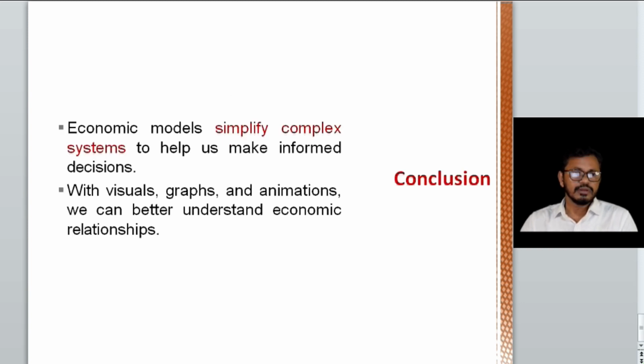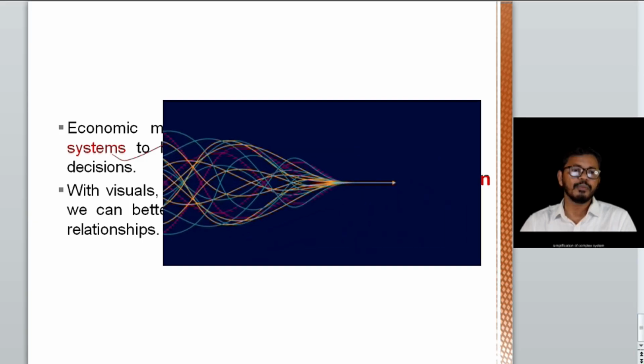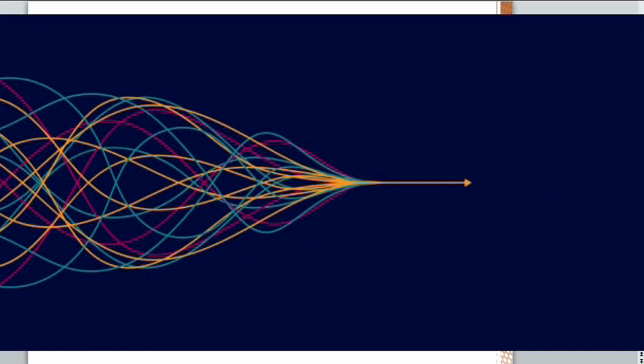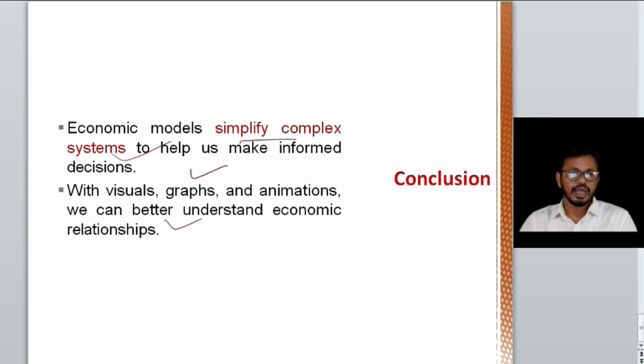So, in conclusion, economic models are the simplification of a complex system or complex real life scenario into a simplified manner to help us make informed decisions. And with visuals, graphs, and animations, we can better understand economic relationships by using economic models. So this is the significance of economic models.